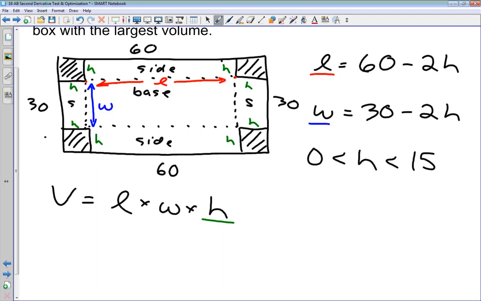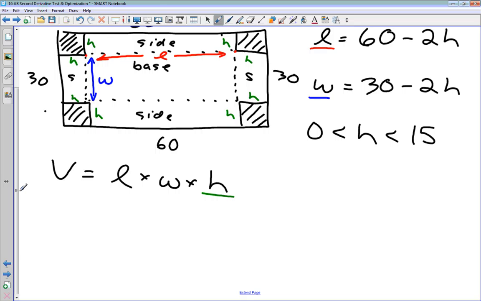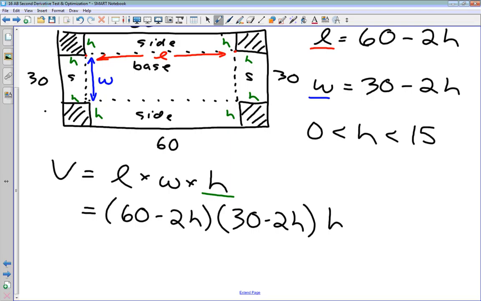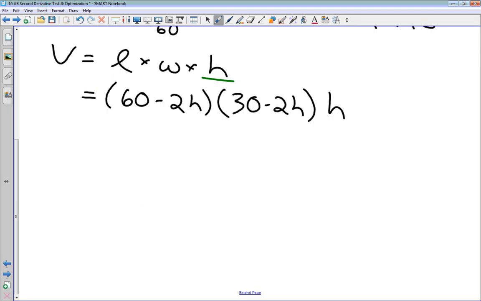Okay? So we've got the quantity to be optimized, volume. Now we can express it in terms of one variable. So we can sub those expressions for length, 60 minus 2h, width, 30 minus 2h, into that function for volume. So now we have a function of a single variable. So we can go ahead, we can take our derivative, set it equal to 0, and solve for critical numbers.